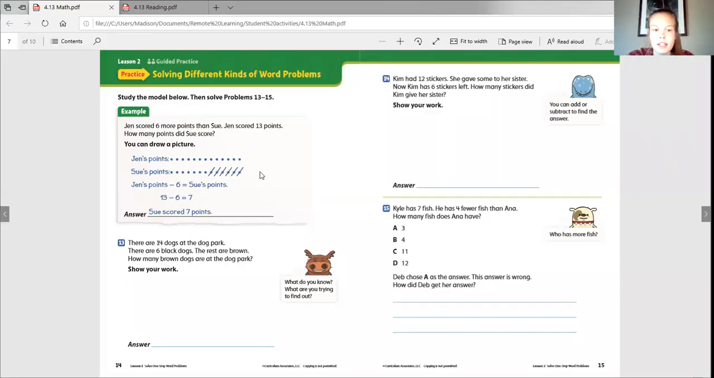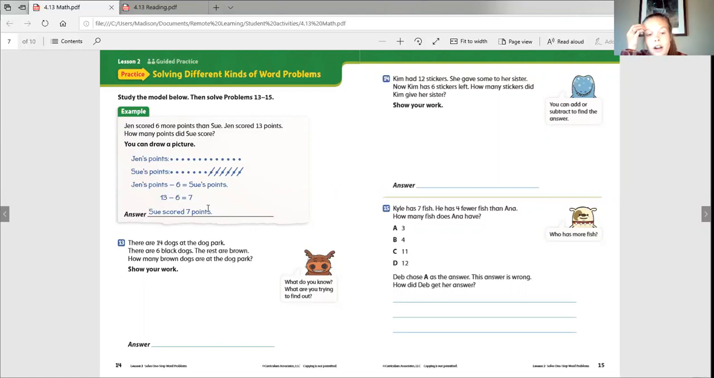Okay, let's practice a few more problems together before you go and try to solve some on your own. So this one's already done for us, so let's read it and figure out how they solved it. Jen scored 6 more points than Sue. Jen scored 13 points. How many did Sue score? So they drew a picture to help them solve it. They drew Jen's points, which was 13, so they drew 13 dots. And then Sue's points, they drew the 13, but they crossed out 6 because Jen had scored 6 more than Sue. And figured out that Sue had scored 7 points.